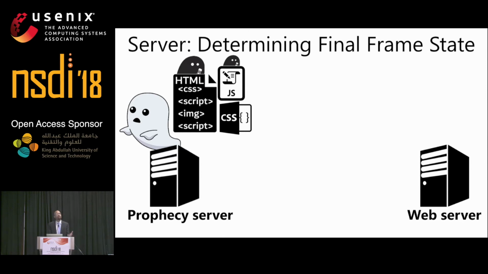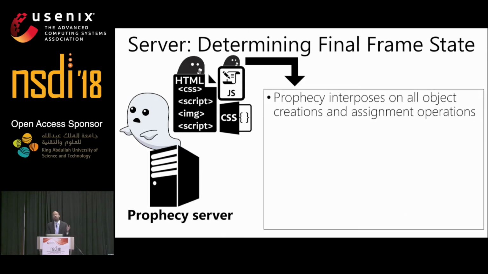But what does the rewritten code actually do? Well, the rewritten code allows Prophecy to interpose on all of the object creations and assignment operations that the JavaScript code makes. In other words, the rewritten code allows Prophecy to track all writes to the JavaScript heap.